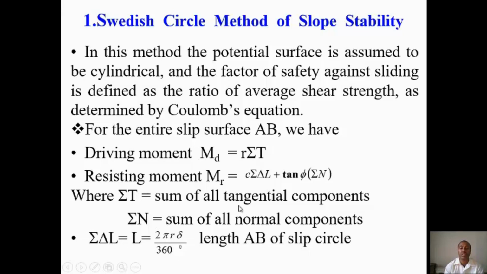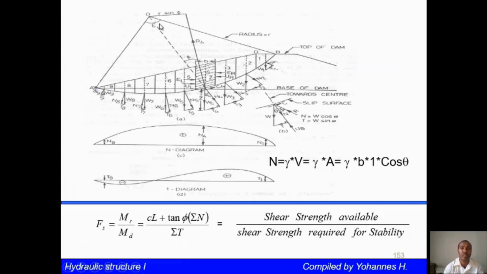So length AB is the slip circle. This is the arc length. Sigma is the central angle. You can see now, this is sigma, the central angle of the slip circle. This is the slip circle.